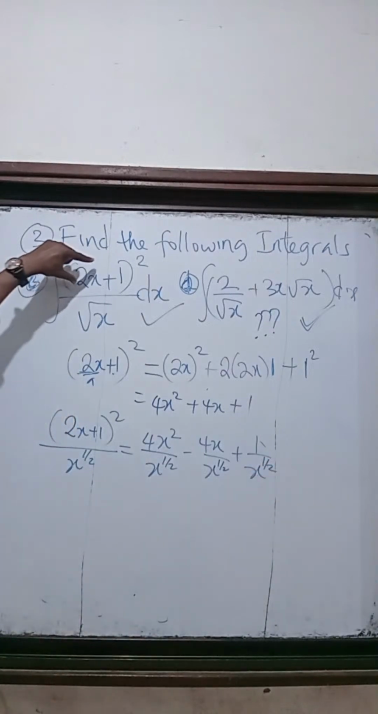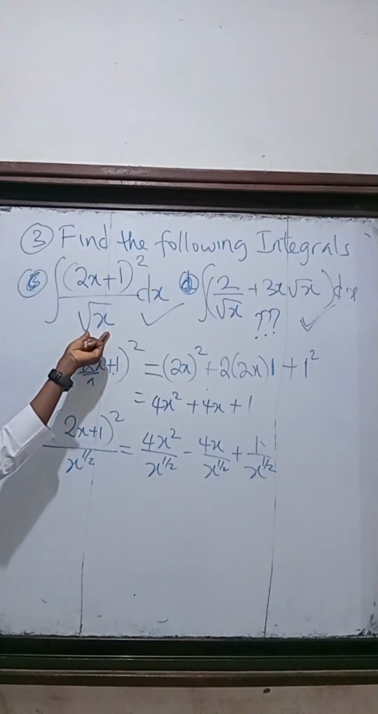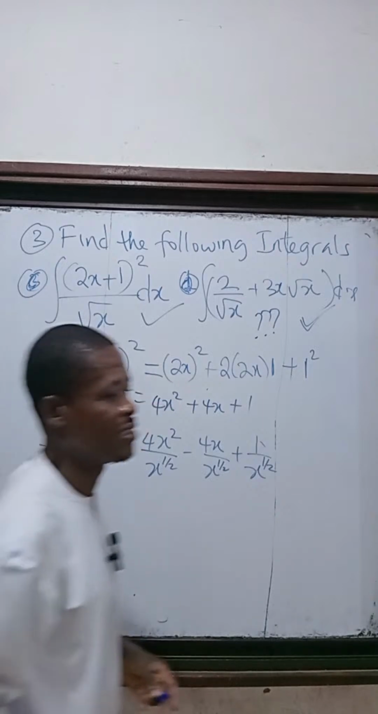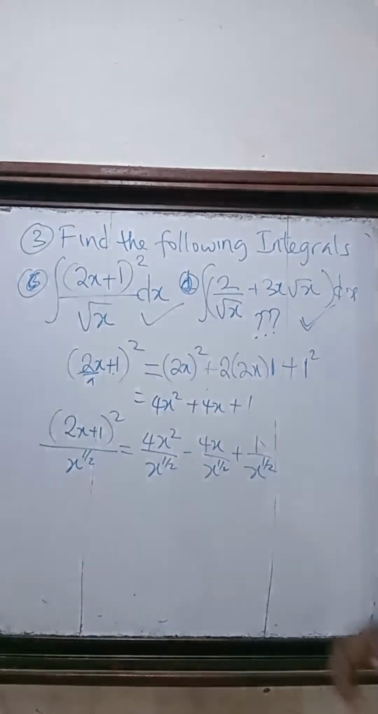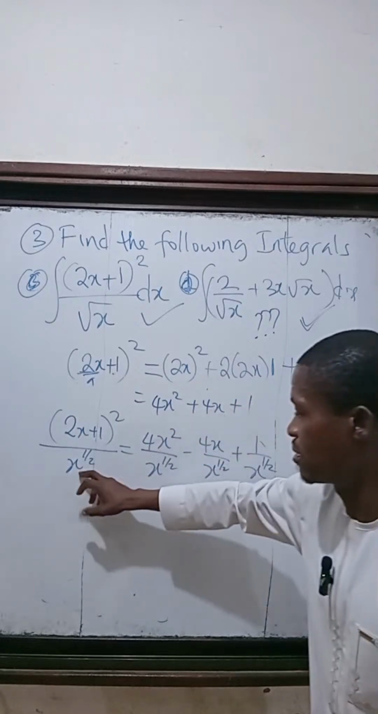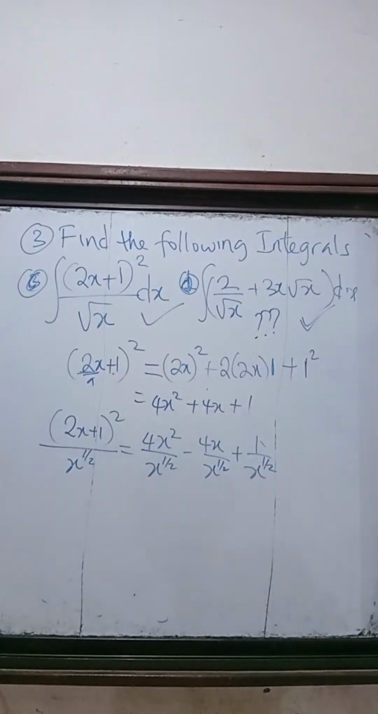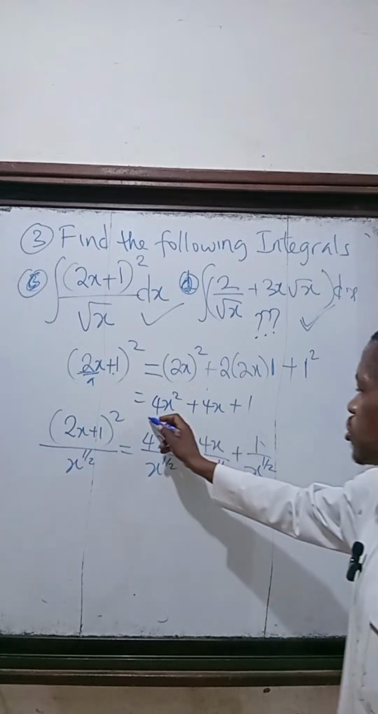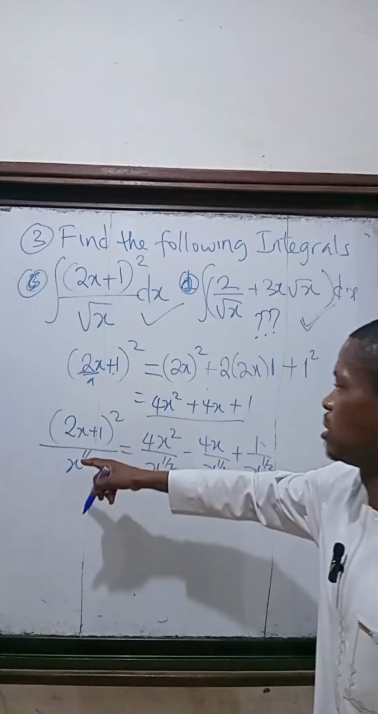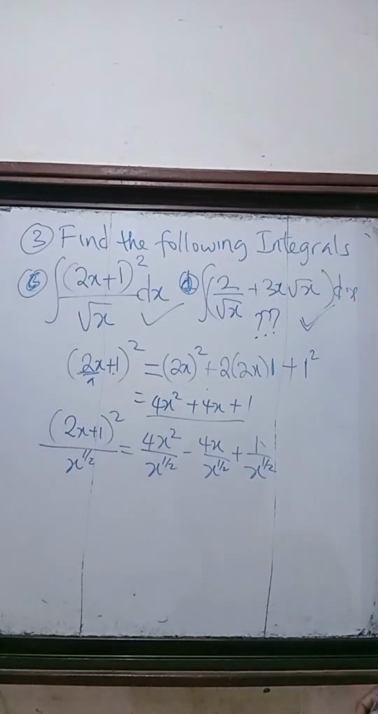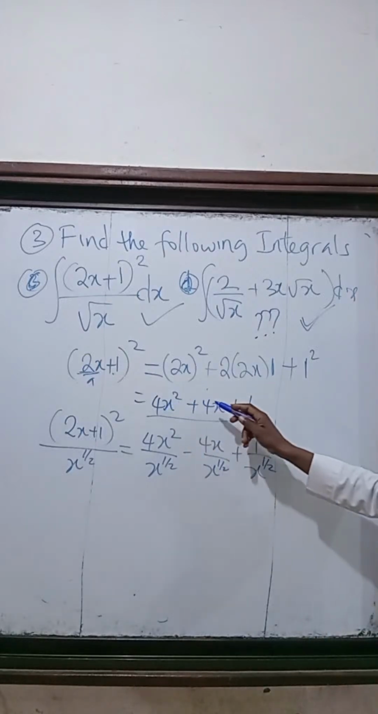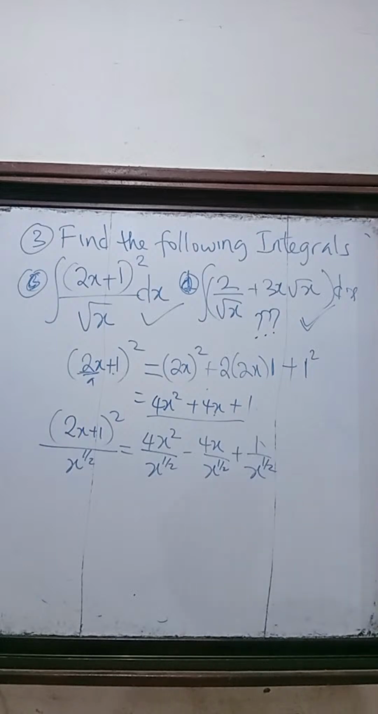So for the expansion, you divide by each one of the numerator terms. That's the meaning of this implication. That's the expansion. Then you now divide by what? By root x, which will be this over root x, this over root x, plus this over root x.